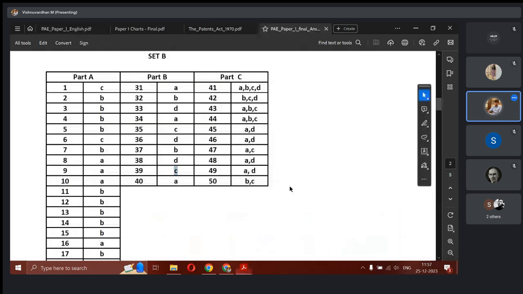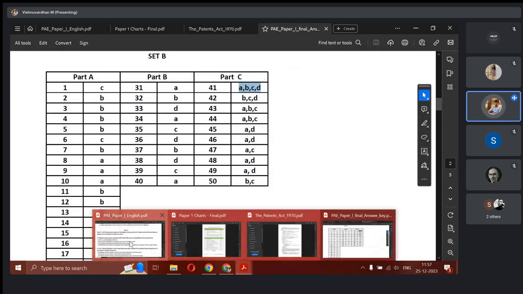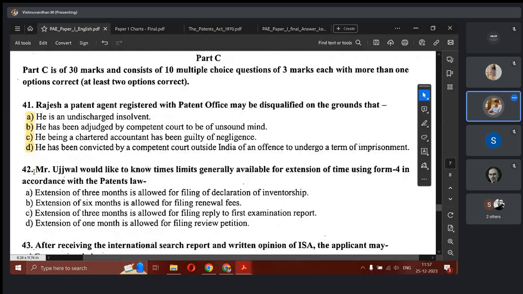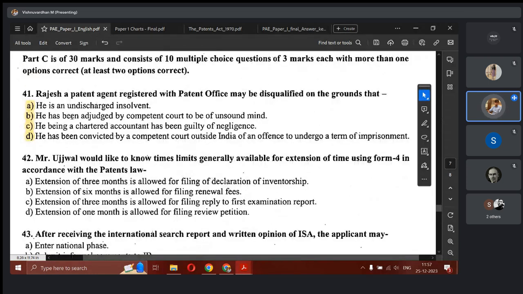So 41 is A, B, C, D. Wow. Okay, so the option is A, B, C, and D. And I think I got this right in the paper that came. So go through the section. I don't know the section clearly, I don't remember it, so probably it's still there. But I remember getting this correct.